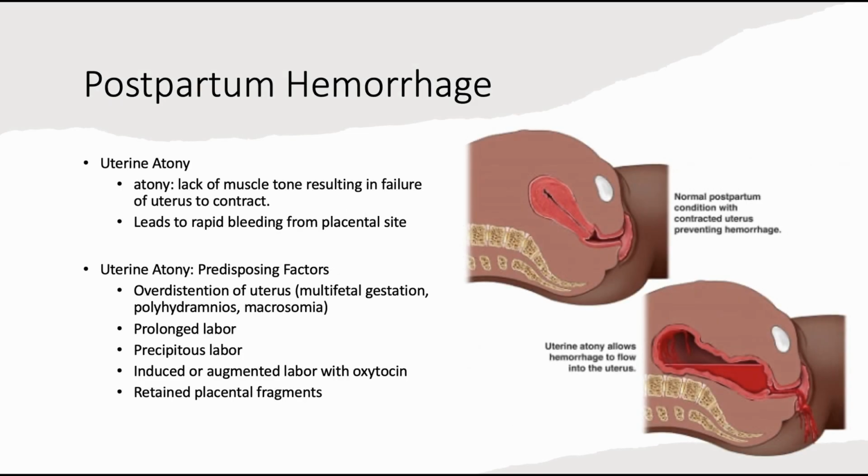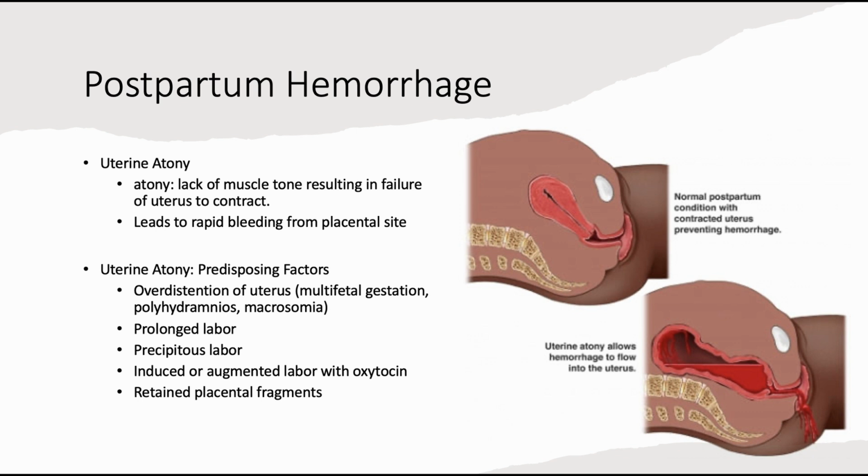That's the scenario we're going to do first when we do the SIMS, then we run through the other ones more quickly. Uterine atony is the most common cause of early hemorrhage. Atony is the lack of muscle tone resulting in the failure of the uterus to contract. We need it to contract. The placenta separates, there's a huge wound pouring out blood, and the uterus needs to contract on itself and hold pressure.